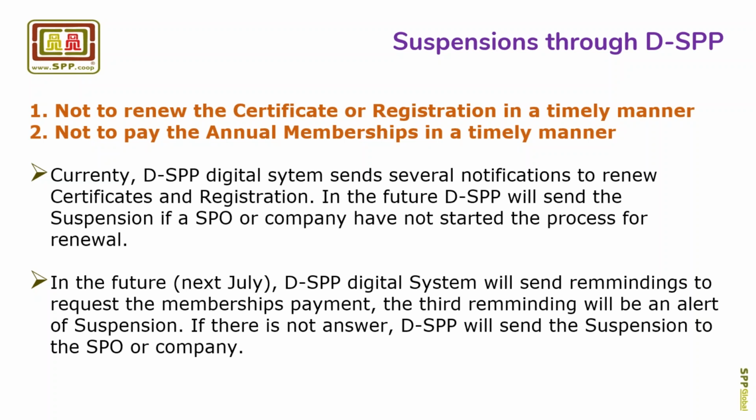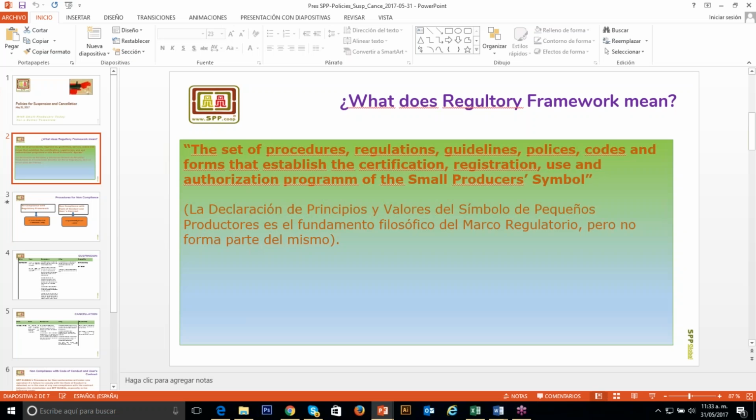These are some changes, but we have not notified yet. As I told you before, we have to notify all of the certification entities and all of our members, organizations and companies about these new regulations that will start to be applied in July. Well, that's all about the regulations, the policies for suspension and cancellation.